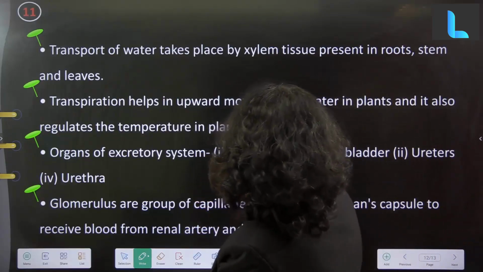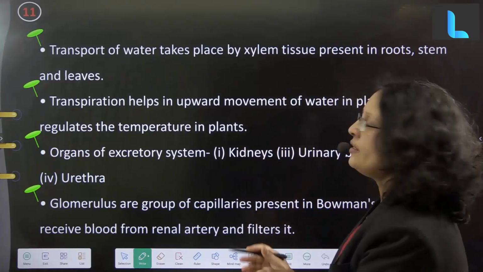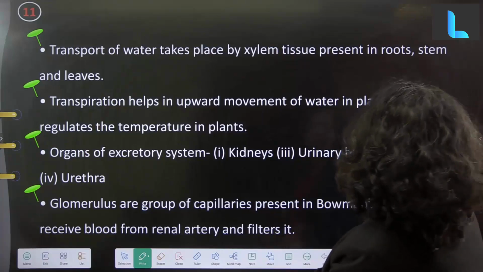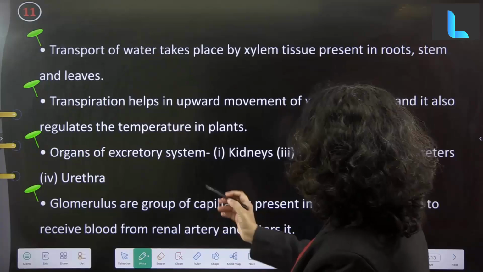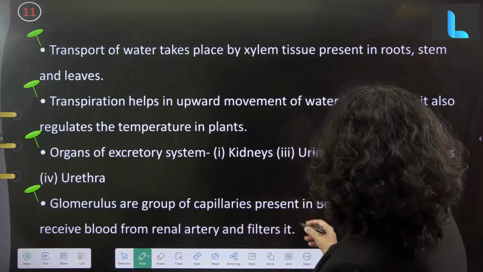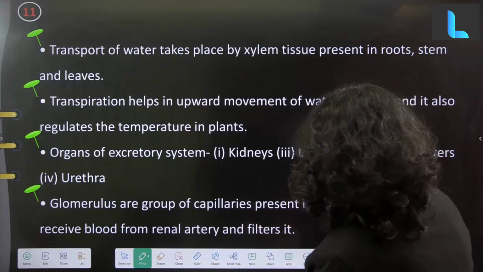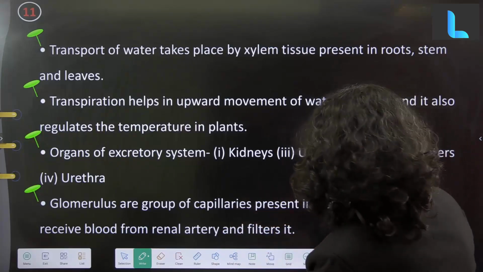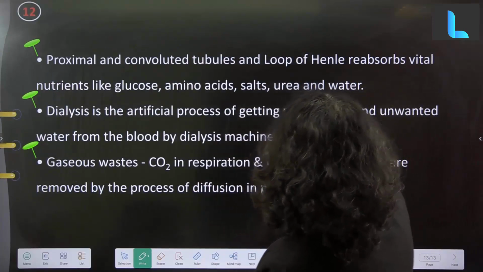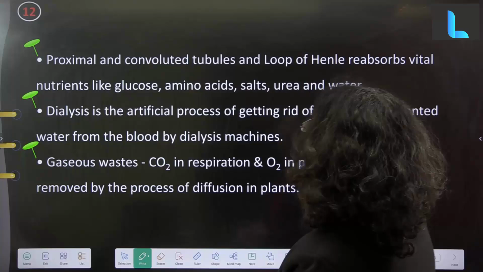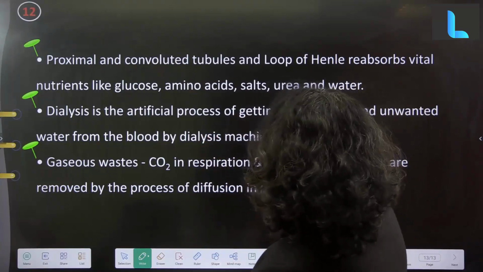The organs of the excretory system are very important. The kidney is the most important organ, along with the urinary bladder, urethra and ureters. Glomeruli are groups of capillaries present in Bowman's capsule, which is cup shaped. Inside it, the glomerulus receives blood from the renal artery and filters it. Okay, the proximal and convoluted tubules and loop of Henle reabsorb vital nutrients like glucose, amino acids, salt, urea and water.